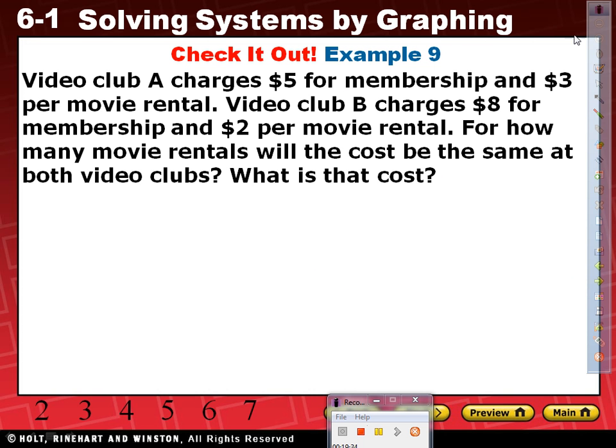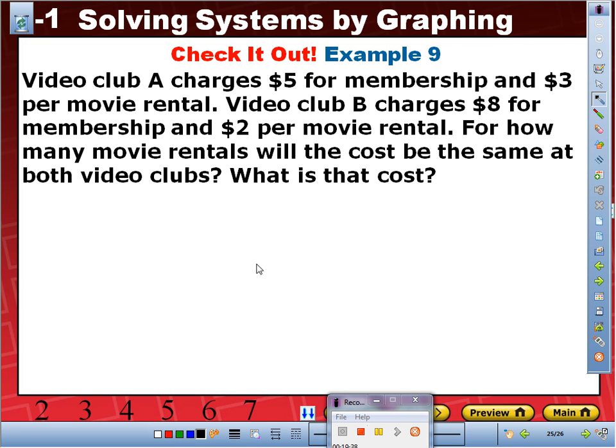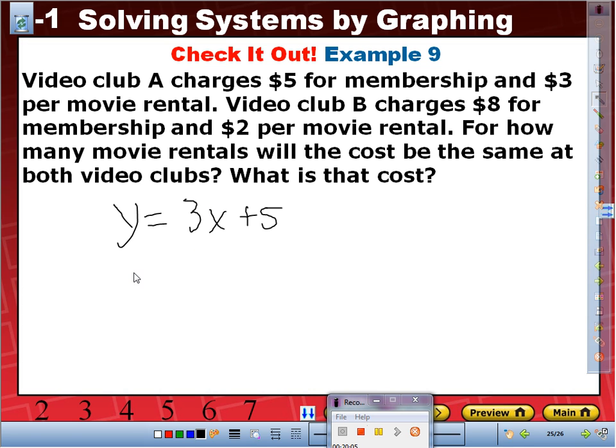Okay, look at this one really quick. You're going to get a couple of word problems. However, do you see that they give you a system? No, where is it at? They don't, right? What does that mean? That we need to write an equation. Check this out. Look at this one. Video Club A charges $5 per membership and $3 a movie. So the first one, they already charged us $5, so that's plus 5. And how much each movie? So that's 3x. So my second equation is y equals 2x plus 8. Do we know how to graph this? Do we know how to check it?